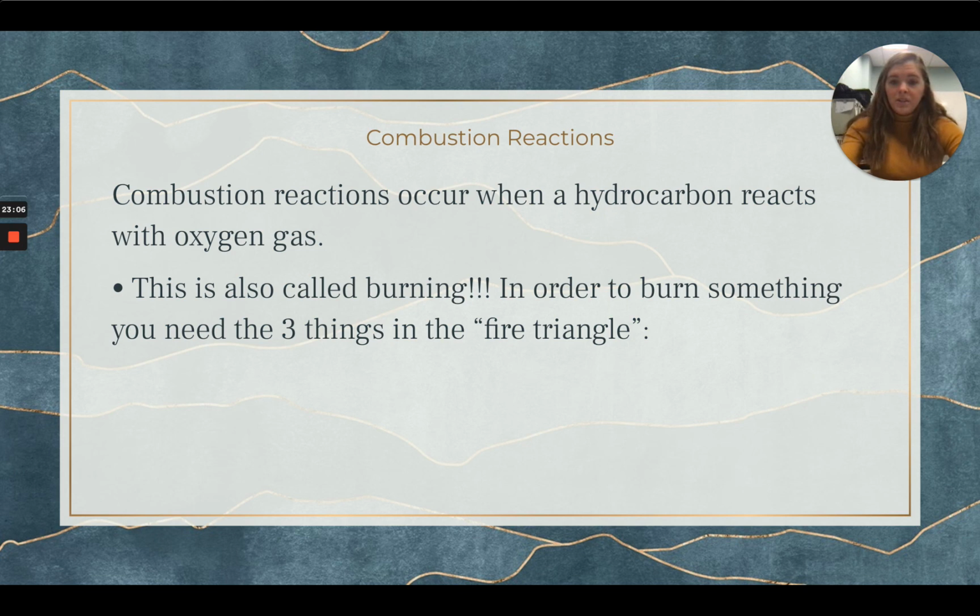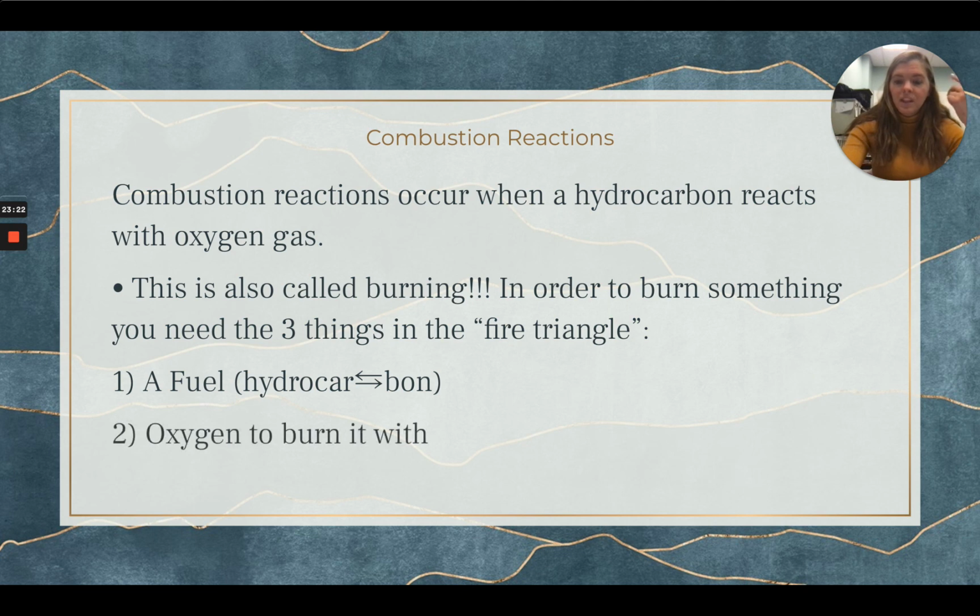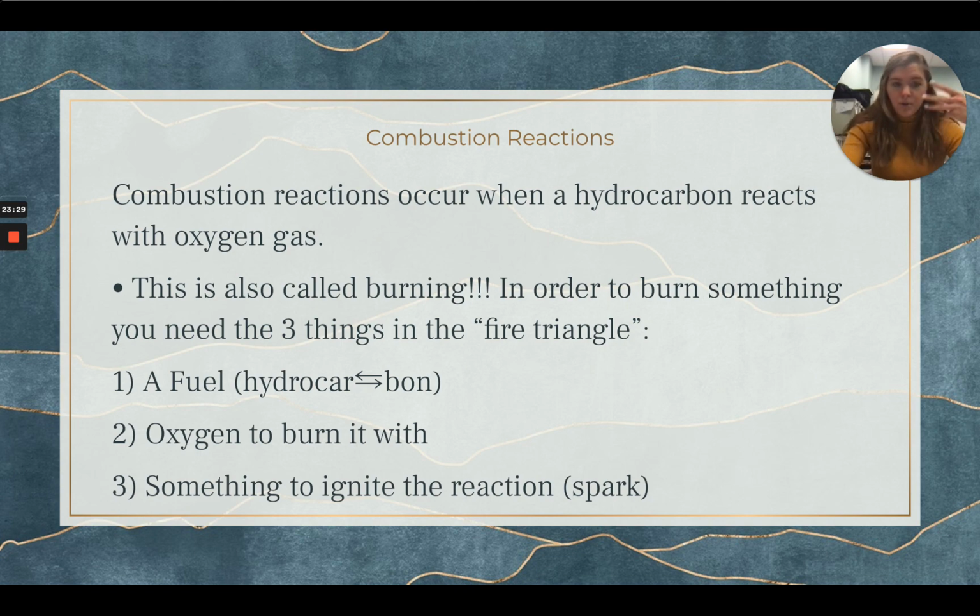Okay, in order to burn something, we need 3 things in the fire triangle, which you've also learned at some point, I'm assuming. We've definitely talked about it in class when we're doing labs. But you know that in order for a fire to burn, you need a fuel, so a hydrocarbon, so some sort of fuel. Generally, it's an alcohol of some sort. You need oxygen, so if you cut off the oxygen, the fire will not burn. And you need some sort of ignition, so some sort of spark.